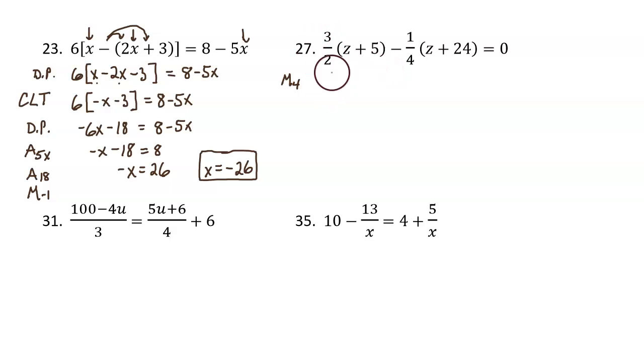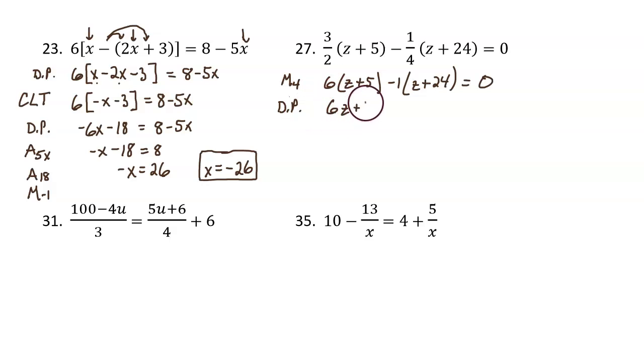So 4 times 3 halves makes 6. 4 times the negative 1/4 makes minus 1. And 4 times 0 makes 0. By multiplying all of the terms by 4, I've removed the fractions from the problem and made it easier looking. At this point, let's do the distributive property.